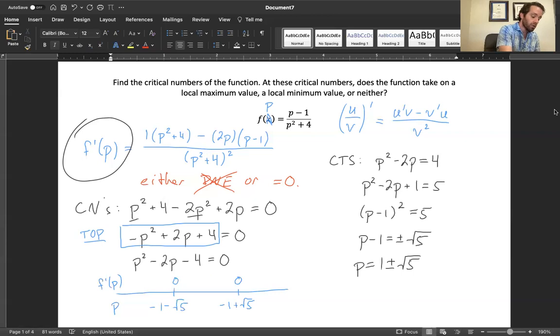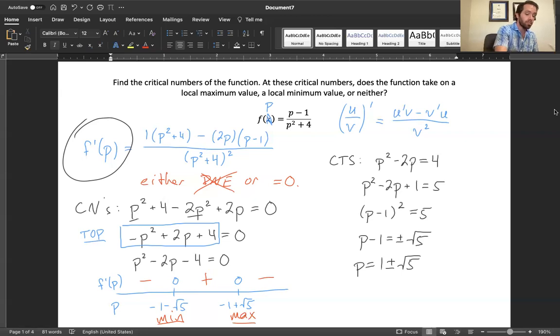Now I'll use a different color. Positive between its zeros and negative outside of its zeros. So we would expect to see a local minimum value here and the local maximum value here. The reason is that when a function stops decreasing and starts increasing, at that point it has reached a local minimum. And when a function stops increasing and starts decreasing, at that point it has reached a local maximum.